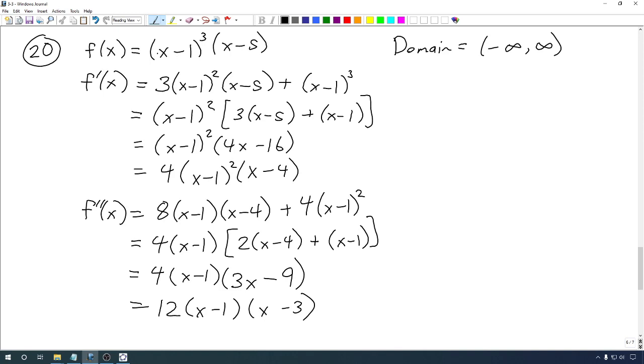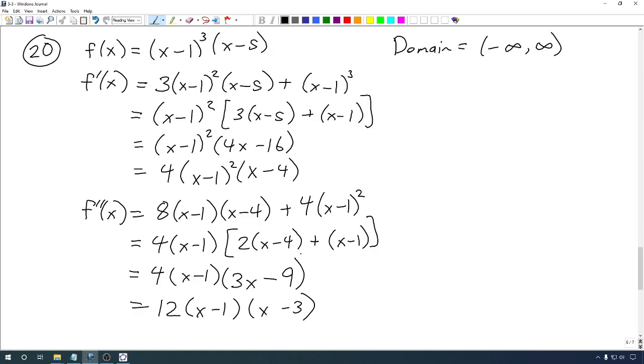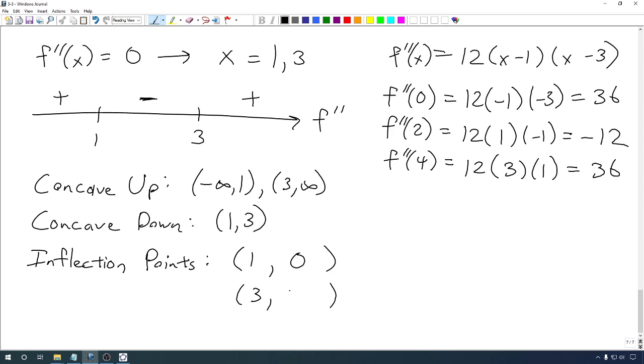When we plug 1 in there, obviously this first factor becomes a 0, so that part is relatively simple. Plugging in 3 is not going to be quite as nice. Here we're going to have 3 minus 1, or 2 cubed, but then we'll have a 3 minus 5, which is a negative 2. So 8 times negative 2 gives me a negative 16. And those are our 2 inflection points.